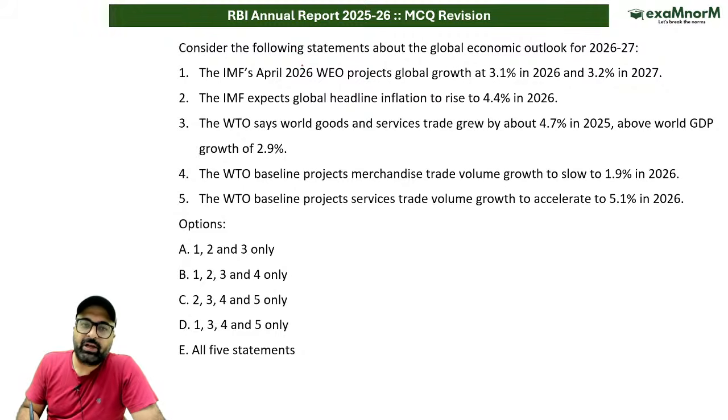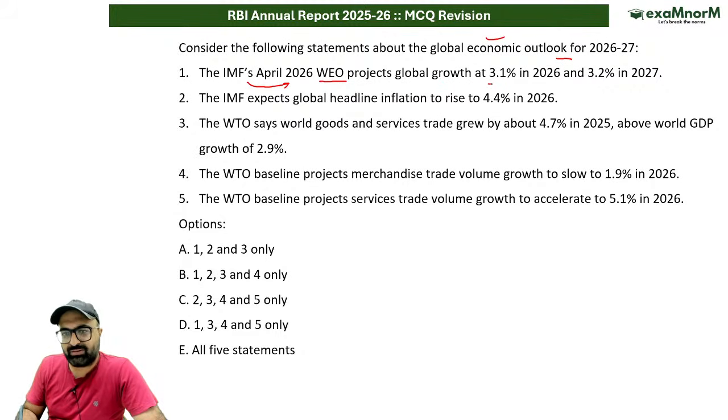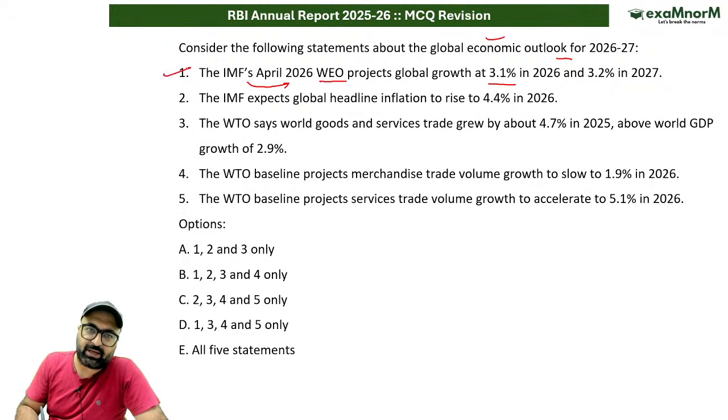चलो देखते हैं। Consider the following statement with respect to the global economic outlook. IMF's April 2026 World Economic Outlook projects global growth at 3.1% in 2026 and 3.2% in 2027. This is absolutely correct. IMF expects global headline inflation to increase to 4.4%, correct?